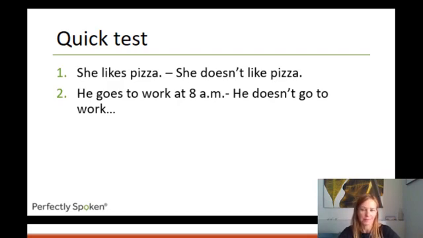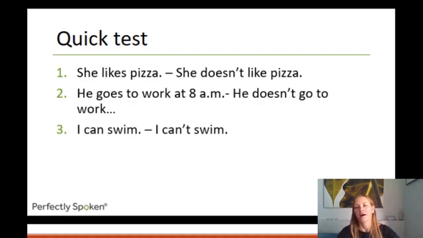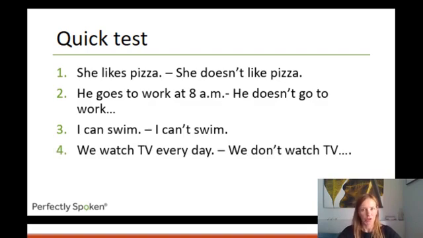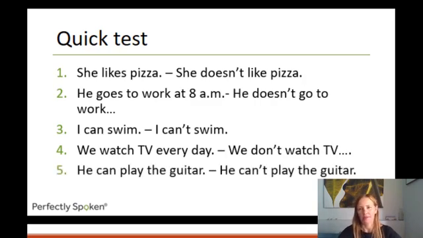Okay, next one. I can swim. I can't swim. Here, pronunciation. Okay. We watch TV every day. We don't watch TV every day. Okay, and the last one, he can play the guitar. He can't play the guitar.